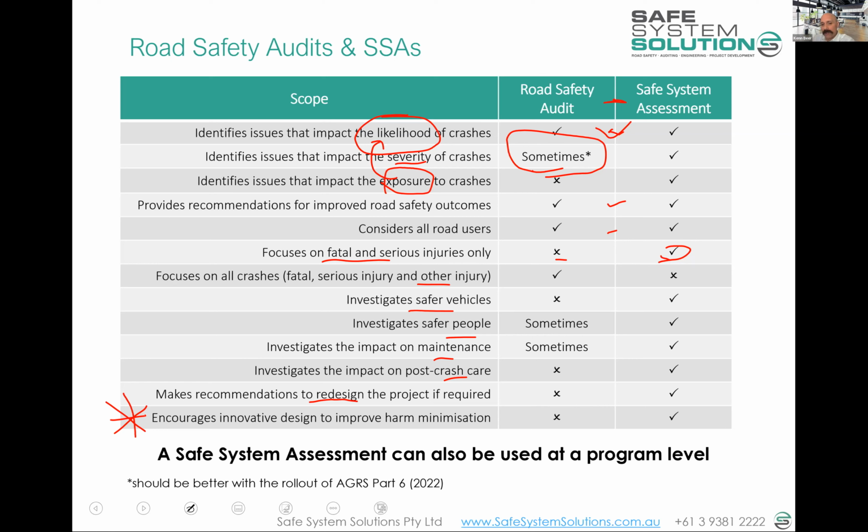Never any mention of all the improvements in safety. Yet a safe system assessment quantifies all of those benefits that you're going to get out of it, then also looks at things that might need to be adjusted and addressed. So it's a pretty good way to do that.